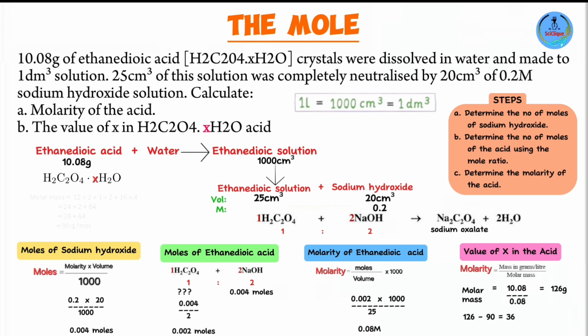But guys, what is the molar mass of 1 molecule of water? 18. Where did 18 come from? 16 from oxygen, and hydrogen is 1 by 2. So 16 plus 2 gives us 18. So the mass of 1 molecule of water is 18 grams. But we're being told that it's 36. That means we have 2 molecules of water, and therefore the value of X is 2.